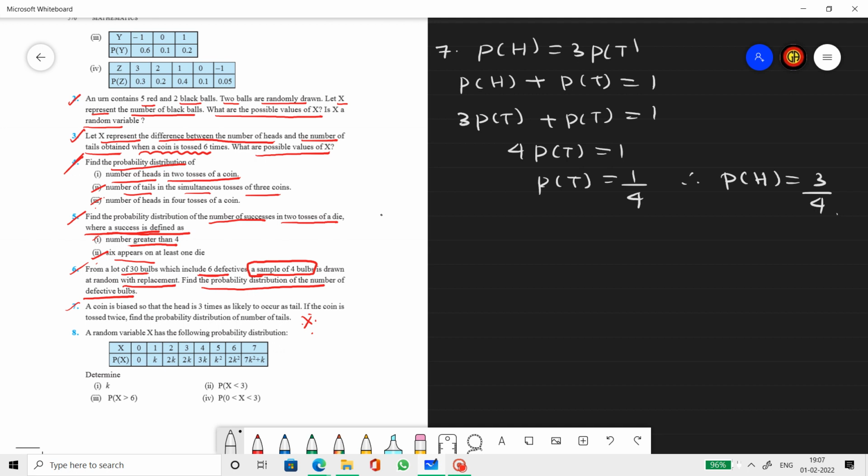Now, X represents the number of tails in two tosses.